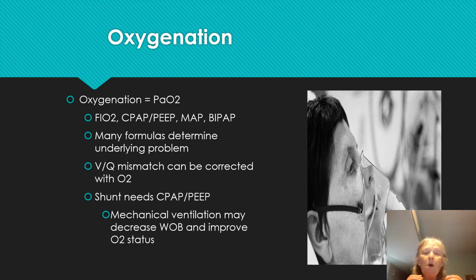It's important when we talk about VQ mismatches to understand that if I give you oxygen, I should increase your oxygen level or oxygen status for you. If I give you oxygen and it doesn't improve, then the most likely cause is probably a shunt. When we have a shunt, we need to use what we call alveolar recruitment in order to open up the alveoli to allow the oxygen exchange to occur. And so we have to use things like CPAP, PEEP, BiPAP, something along that line. And when we do it, it does open up the alveoli. And when we do that, it increases the compliance and decreases the work of breathing for those patients.